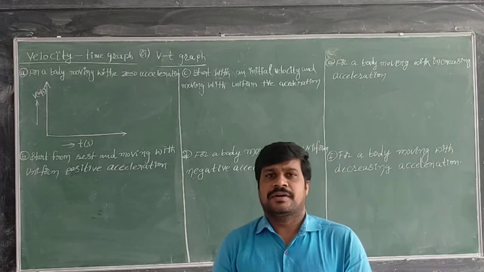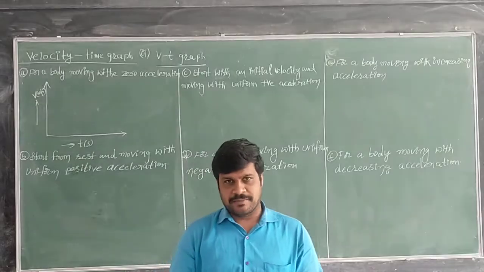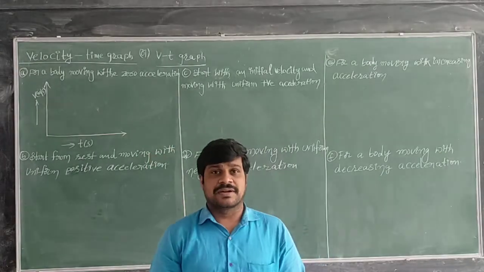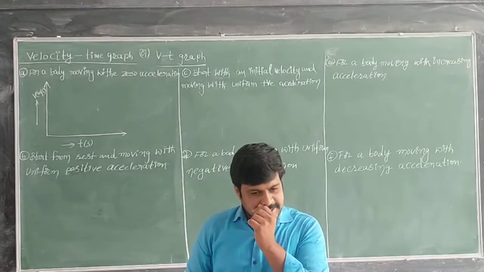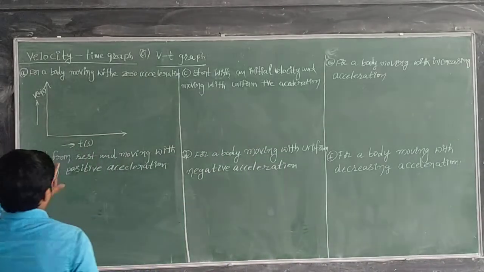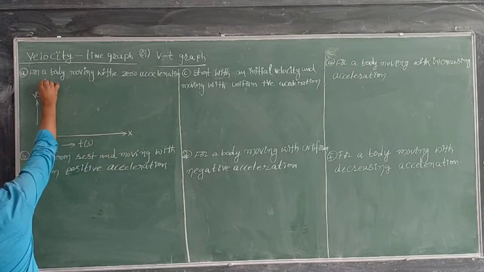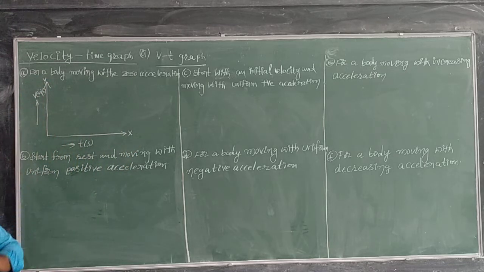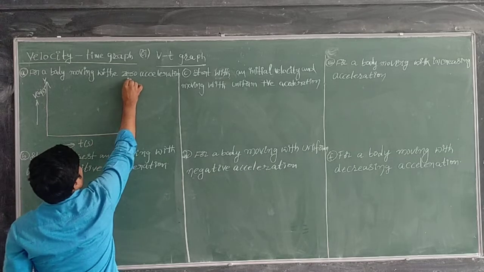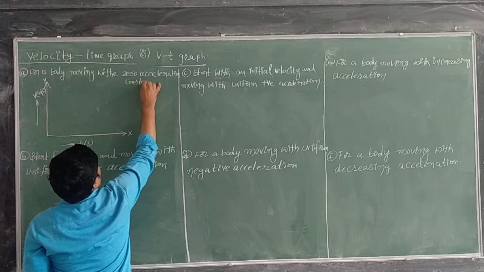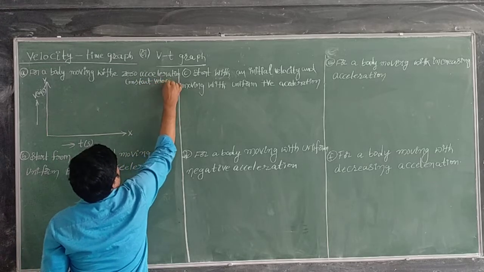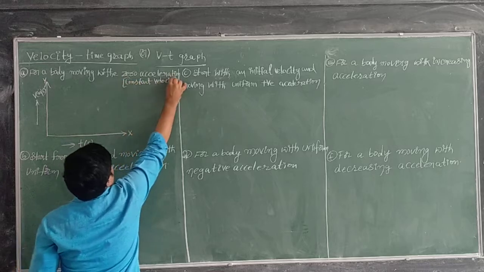Right, after completion of the displacement time graph, the next topic is the velocity time graph. Velocity time graph means if you take time on the x-axis and velocity on the y-axis, then the graph becomes a velocity time graph. Now we have to draw the velocity time graph in various cases. First, for a body moving with zero acceleration. This zero acceleration is nothing but constant velocity. The velocity is constant, not changing, which means acceleration is zero.